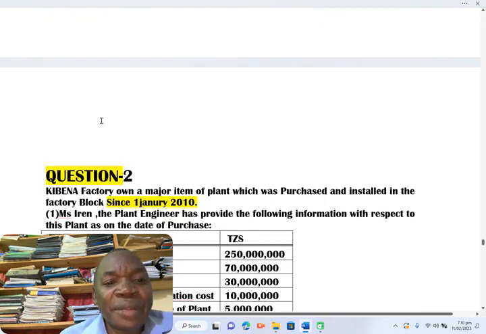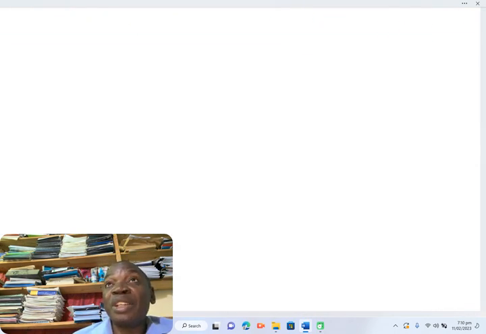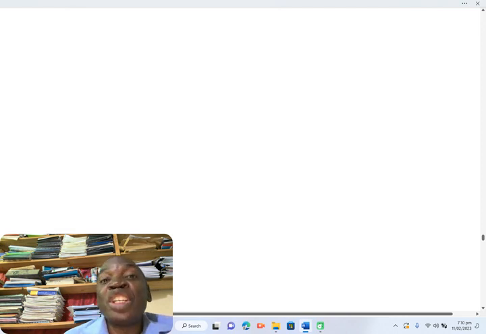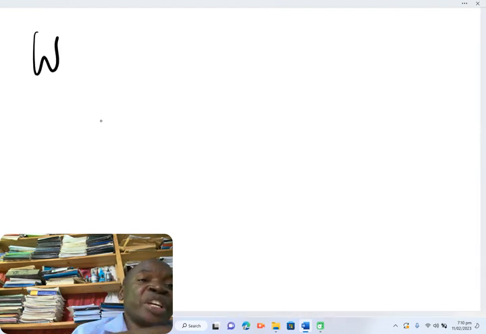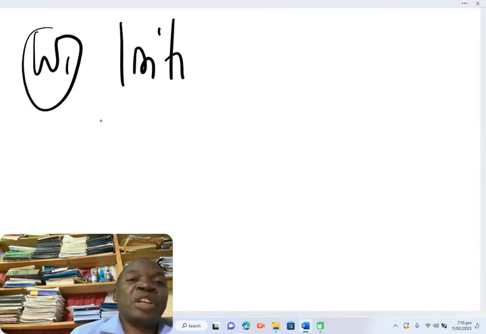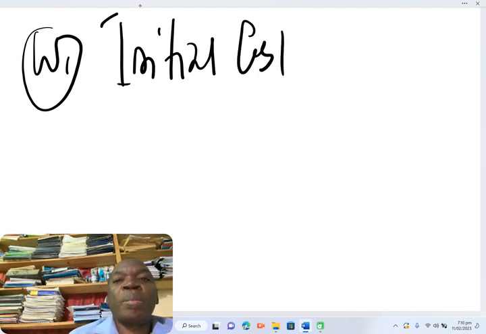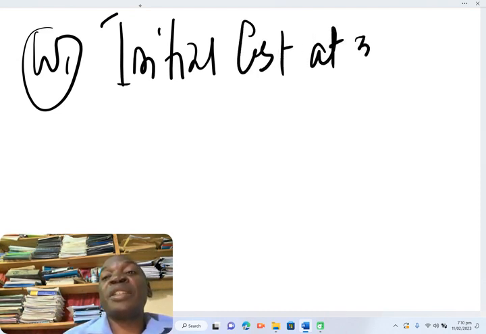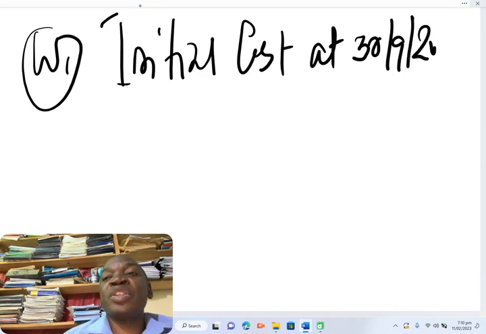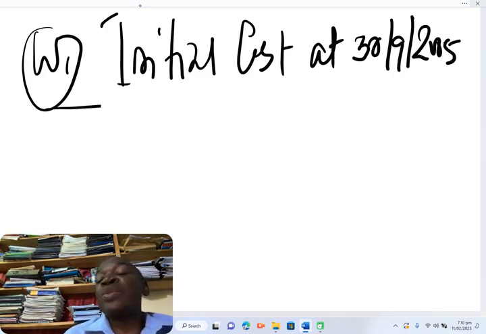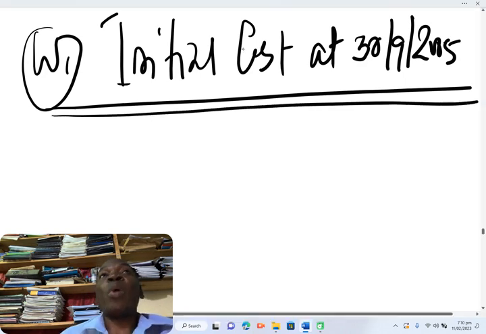Sasa working 1 lazima tuwe na uwezo wa kuestablish initial measurements, initial recognition. So working number 1: initial cost at 30/9/2005. Now that's the point where it was the IS number 16. What are the costs that make a capital item of a machine? For example, what are we having?